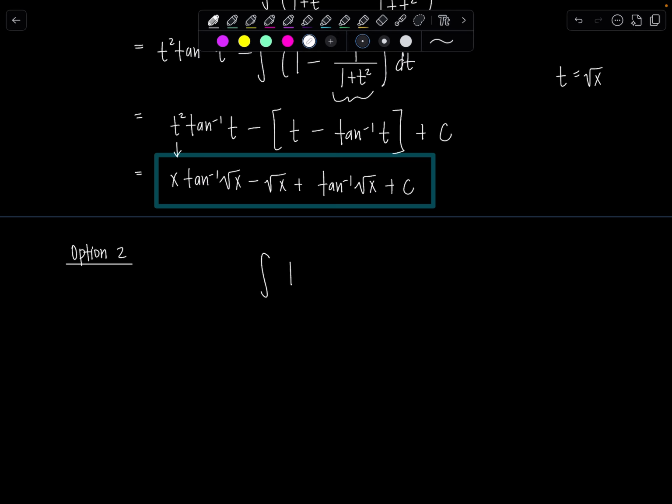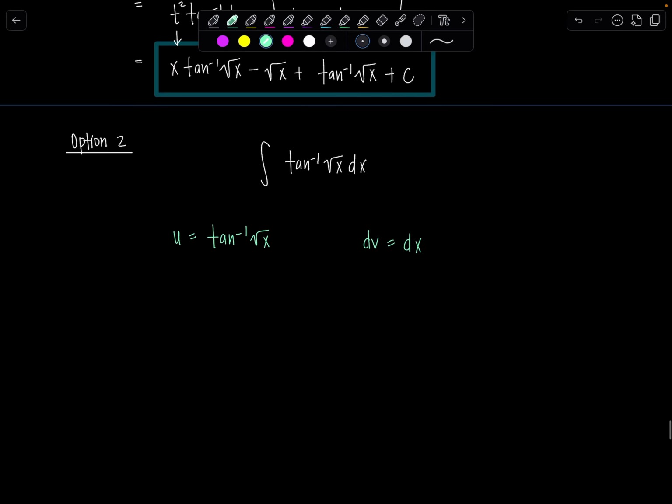So you have the integral of tan inverse of rad x dx. You go, I don't feel like doing a substitution first. Forget that. I'm a strong integrator. I'm just going to let u be tan inverse of rad x and dv be dx. Cool. Okay, let's take the derivative.